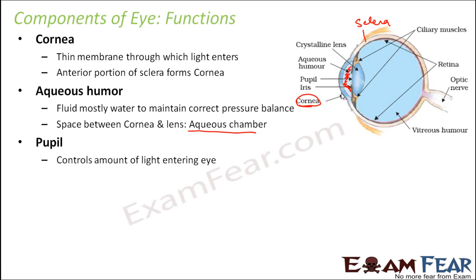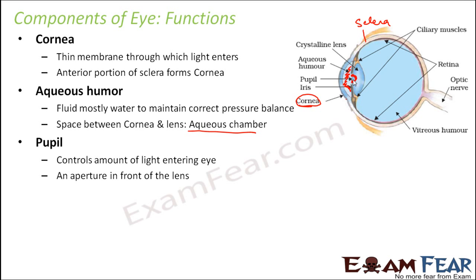Next is the pupil. It controls the amount of light entering the eye. If you see, it is a small opening here, and through this opening light will enter inside our eye. Now neither too much light should enter inside the eye, nor very little light. So the pupil can increase or decrease its size, and that is how the amount of light entering the eye can be controlled. So the pupil plays a very important role. Now the question is how the pupil changes its size. We will talk about that.